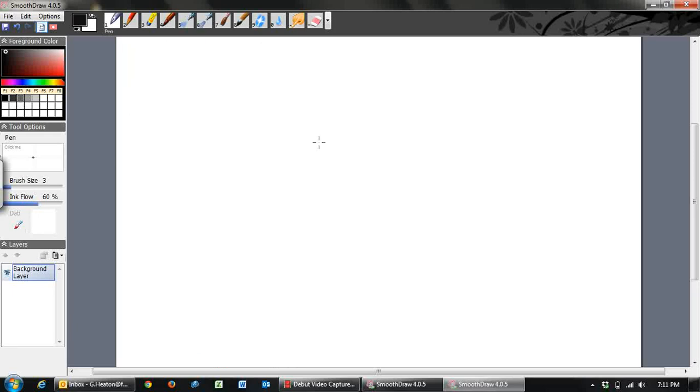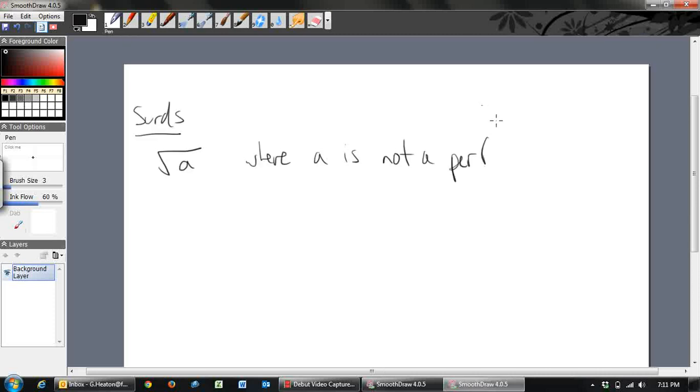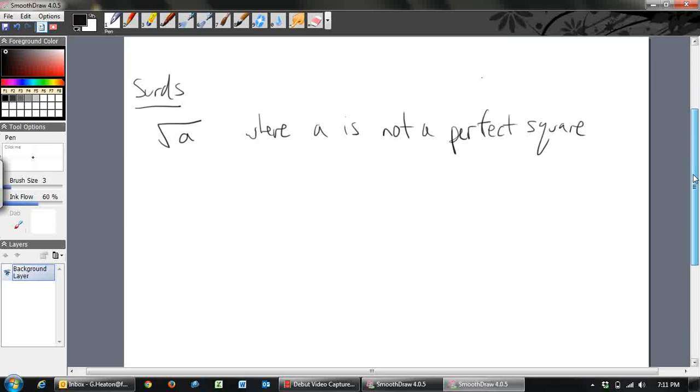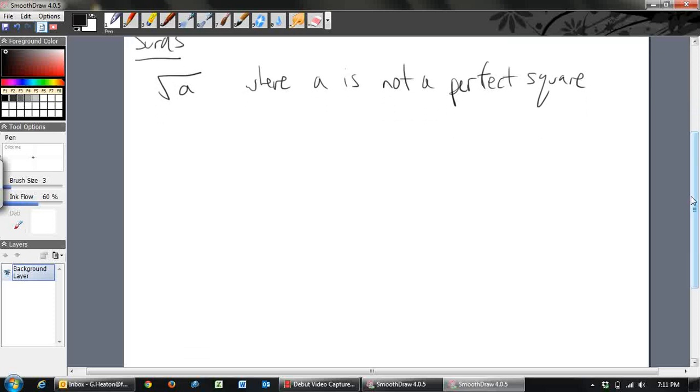Hopefully you know that already, but that's just an introduction to surds. So what are surds? Well, surds are just square roots of things, so I'll just say the square root of a number A, where A is not a perfect square. Oops, I always do that. Still getting used to this sort of thing. Sorry about that. I'll just scroll it down a bit. So we've got square root of A.